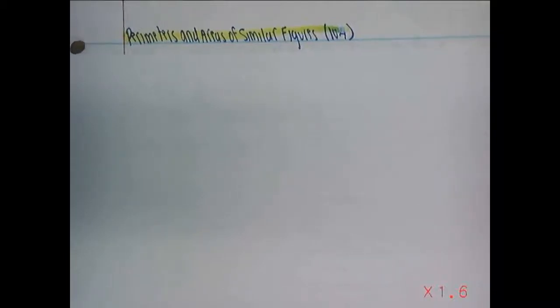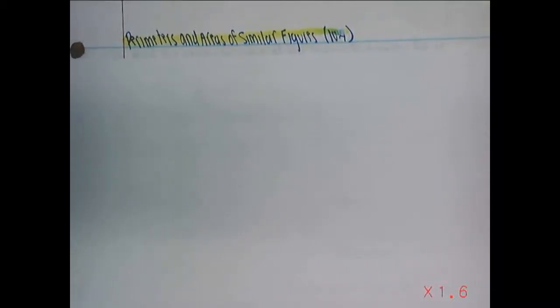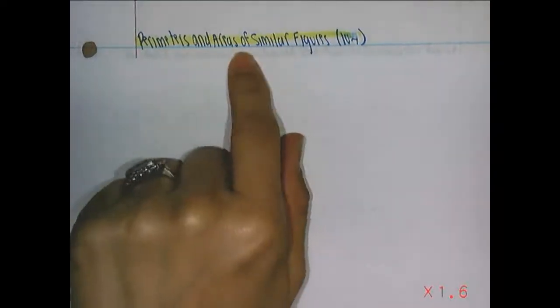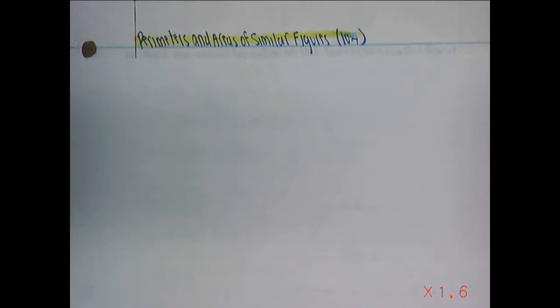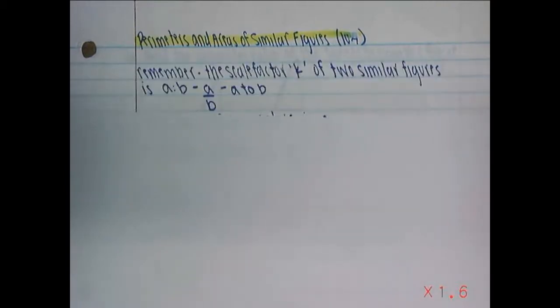Hey guys, so we get to go over 10.4, perimeter and areas of similar figures. Take a sec and write that down. And just a couple reminders here.